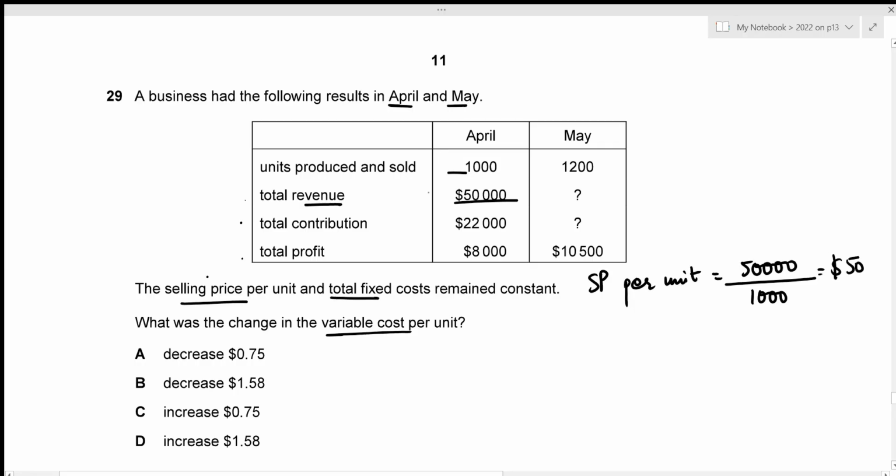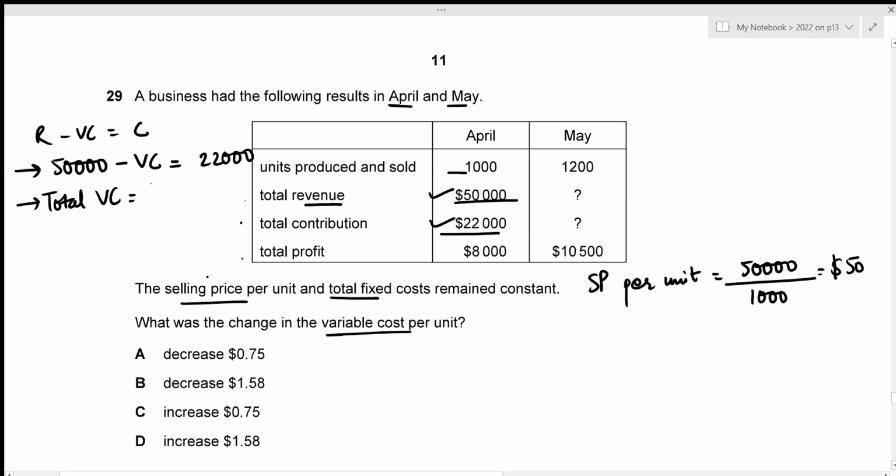Then we have the total revenue and total contribution, from which we can figure out the total variable cost, because the relationship is that revenue minus variable cost is contribution, right? The revenue we have is 50,000 minus variable cost, and the contribution we have is 22,000. So our total variable cost is going to be 50,000 minus 22,000, which results in the value of 28,000.